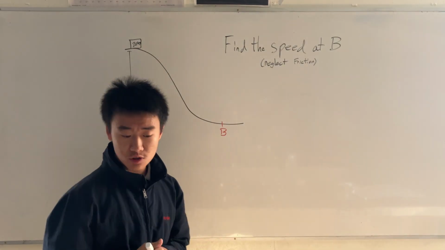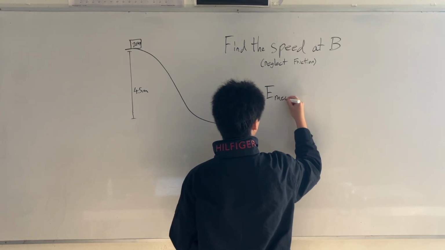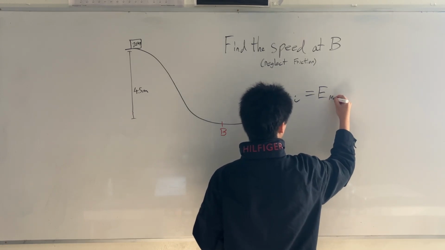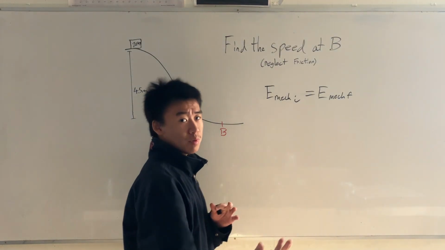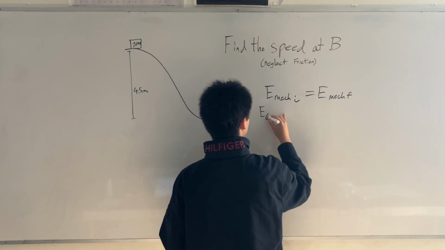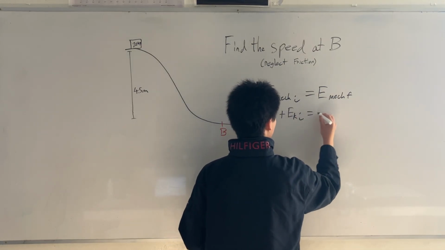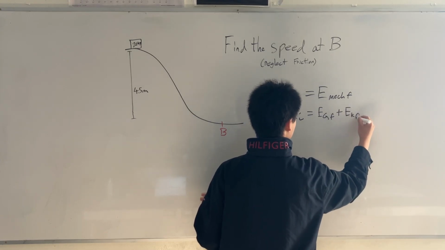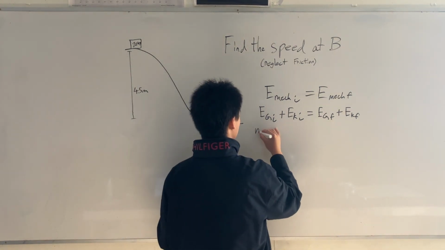So from our law of conservation of energy, we know that the total energy, or in this case we can write mechanical energy, initially would be equal to the final mechanical energy. Now mechanical energy can be split between gravitational potential energy and also kinetic energy. So we have our gravitational potential energy initial plus kinetic energy initial equals gravitational potential energy final plus kinetic energy final, and now we can plug in the formulas.